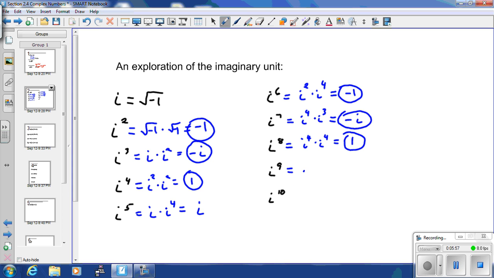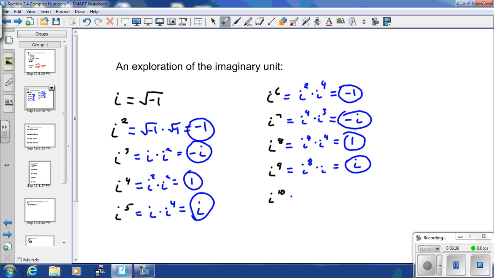I to the ninth, one way we can do that is, I could say a bunch of things. I can say I to the sixth times I to the third if I wanted to. Or I can say I to the eighth times I to the first. A whole bunch of different ways we can do that. Well, I to the eighth power we saw is 1, times I gives us I. Forgot to circle this one down here.